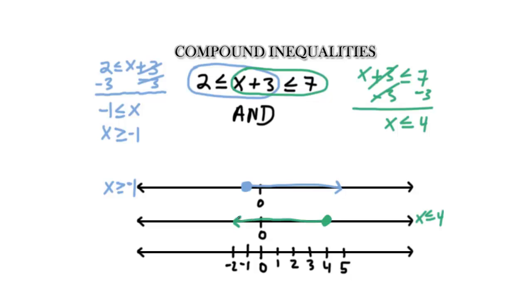Okay, since this is and, we have to find the intersection, or where the two graphs overlap. So here it goes from -1 to 4, and where they overlap is the interval between -1 and 4, inclusive, because we want to include the -1 and the 4. So our solution is represented by the third number line here, and we're happy.